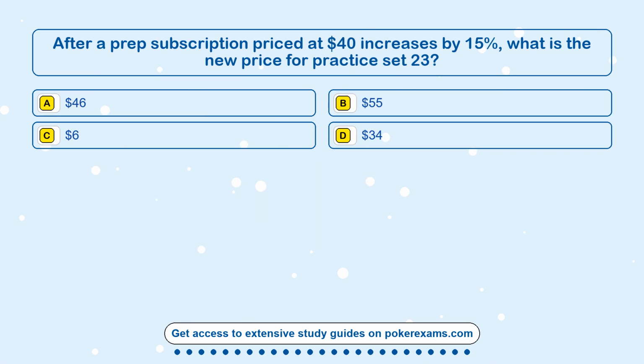Question 3. After a prep subscription priced at $40 increases by 15%, what is the new price for practice set 23? Option A $46. Option B $55. Option C $6. Option D $34.